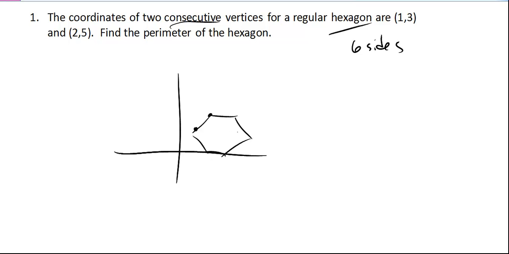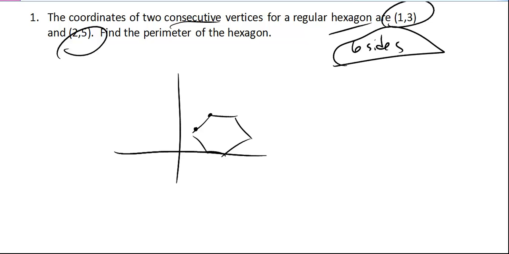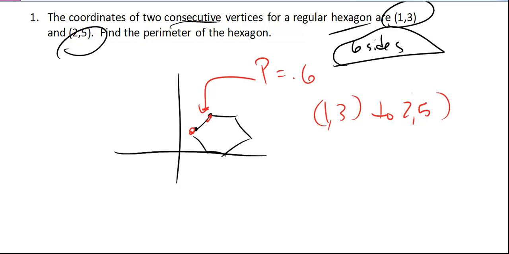Who knows which way it's facing? What I know is all 6 sides are the same, and these 2 points make up one of the sides. So if I want the perimeter, I'm going to need to find the length of this side times 6. All right, so let's find the distance from 1,3 to 2,5. Ultimately, that's all this question is asking, not nearly as hard as it seems.